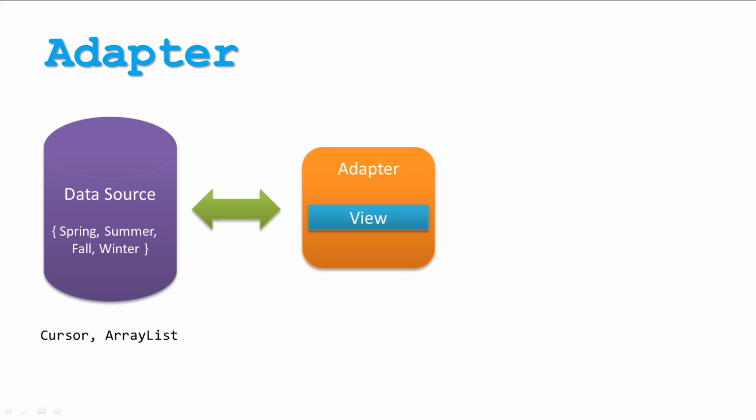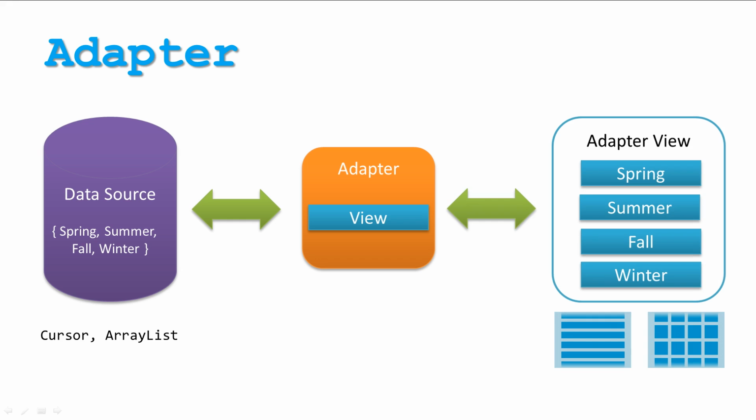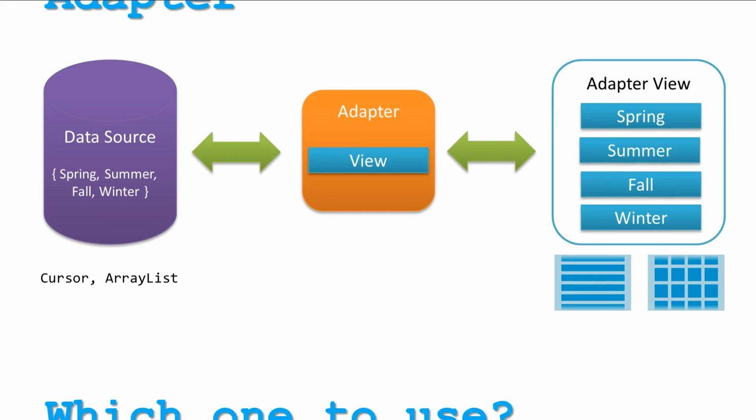The adapter object will then provide access to the data items and will also be responsible for converting each item in the dataset to a view. The adapter view, which can be a list view or a grid view, then displays the created views in the form that it supports. To summarize, the adapter acts as a bridge or common interface between an adapter view and the underlying data for that view.